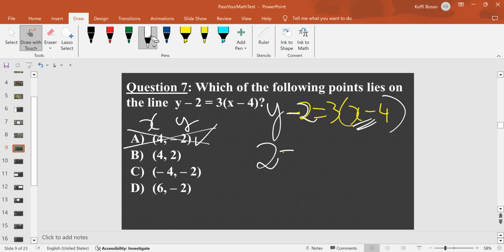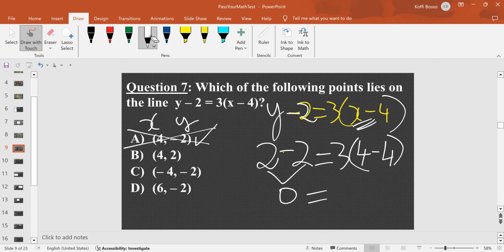So we want to do 2 minus 2. It is the same thing as 3 parentheses. The x value of b is 4, 4 minus 4. Let's check. 2 minus 2 is 0. Okay. 3 parentheses, 4 minus 4 is also 0. So can we say that 0 is the same as 3 multiplied by 0, which is 0? Yes.